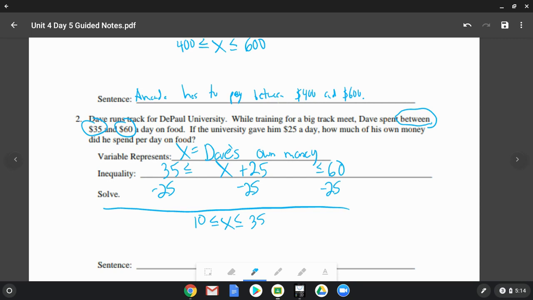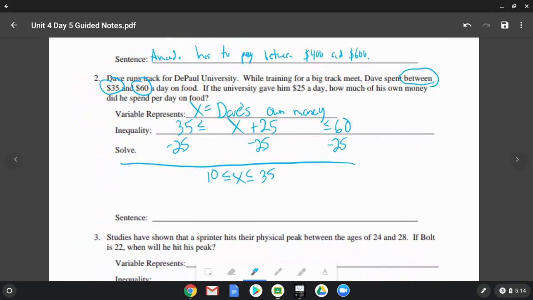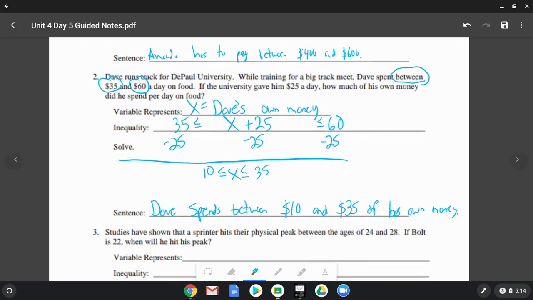25 a day seems like it should be enough though, but maybe not. Yeah, I mean $60 a day is a pretty big day. So my sentence would be Dave spends between 10 and, or no, that's $35 of his own money every day. So that's what we got for 2. Pause it if you need some more time. I'm moving up.